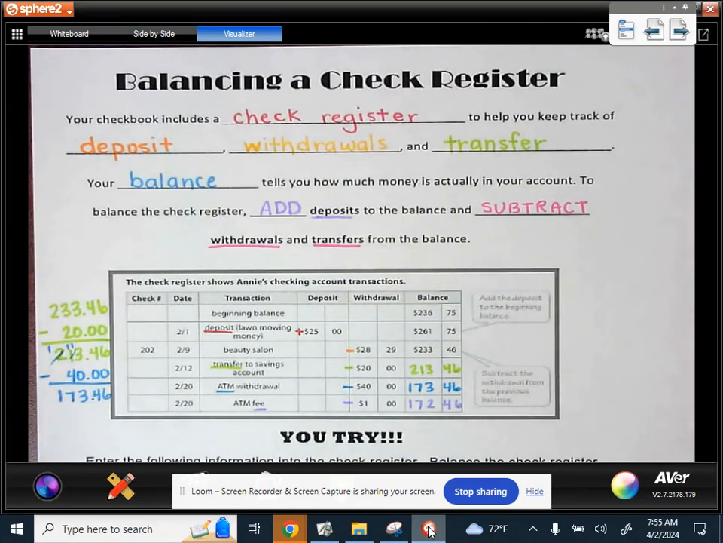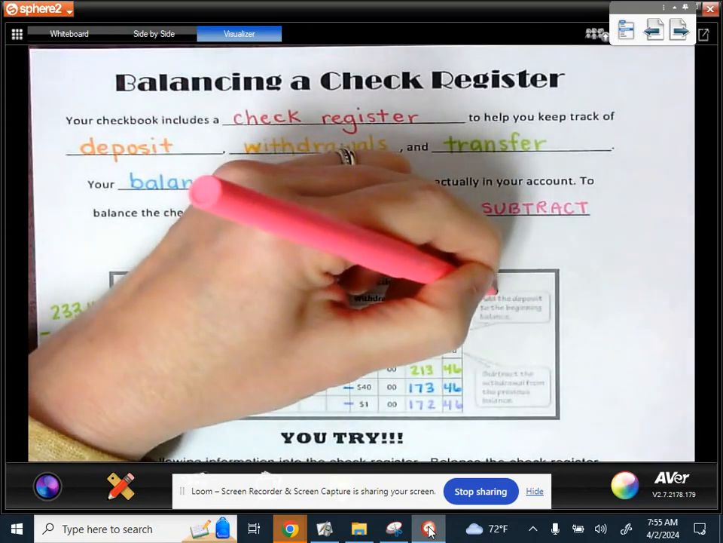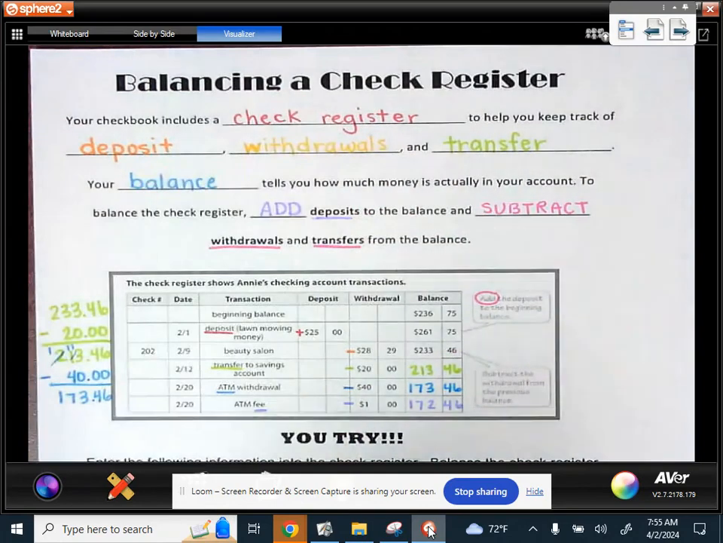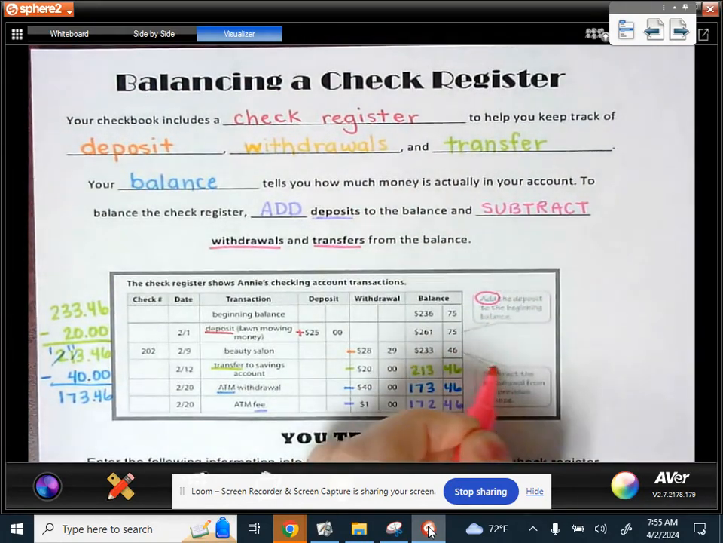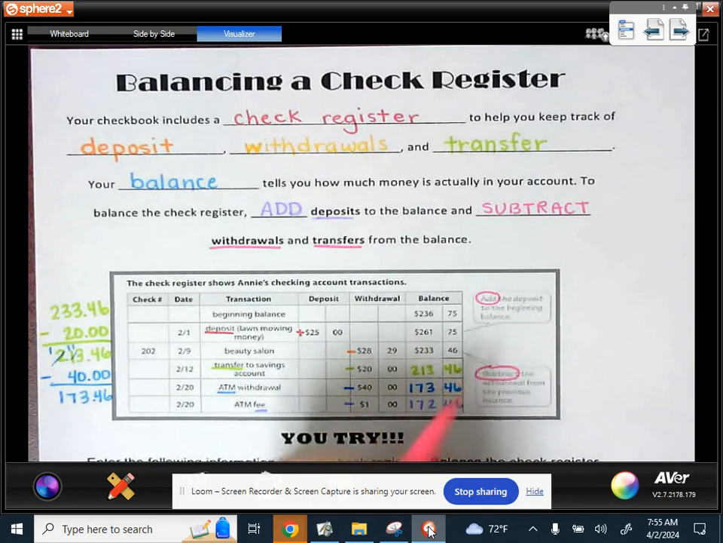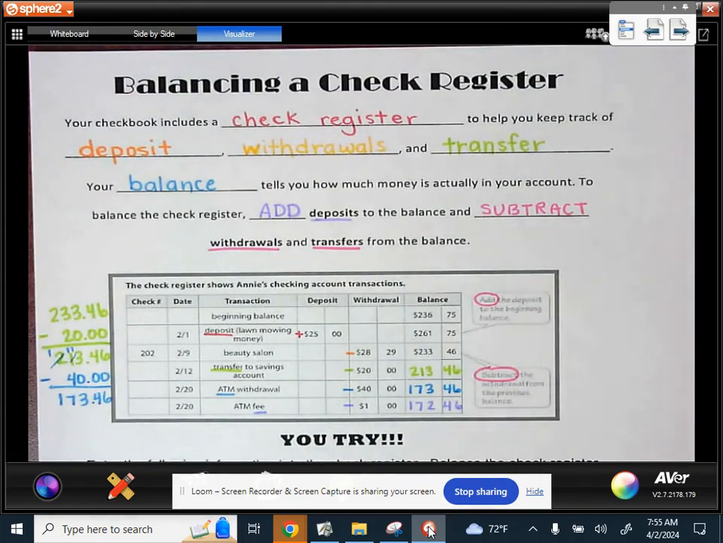So our ending balance on this is $172.46. And there is just a little reminder over here that if you have a deposit, you add the deposit. And if you have a withdrawal, you subtract the withdrawal. And remember, unless it says deposit, it's a withdrawal. Everything else besides a deposit is a withdrawal.